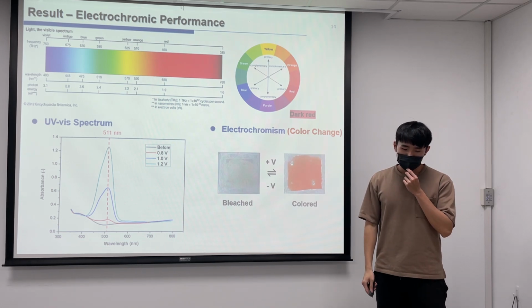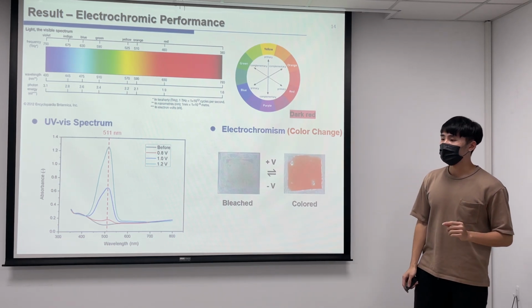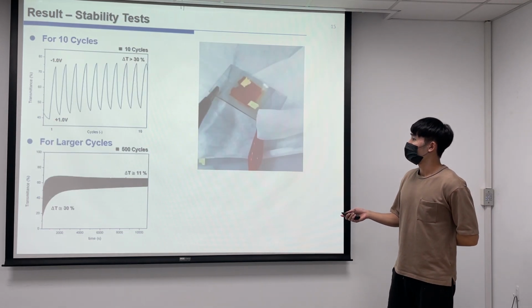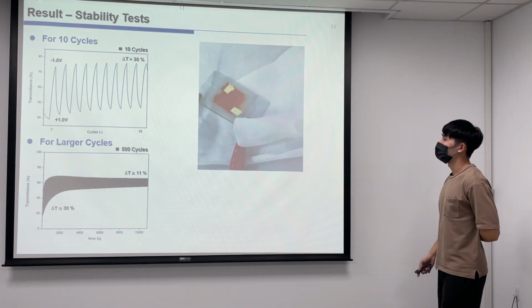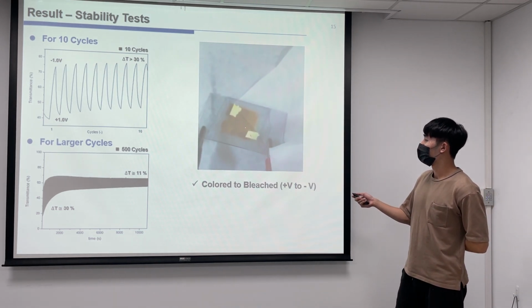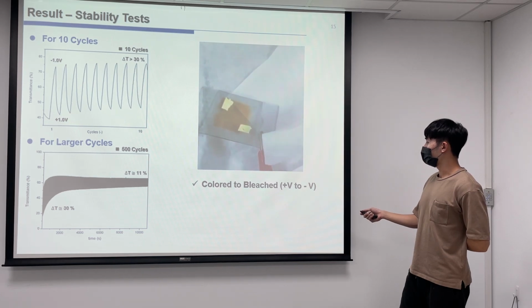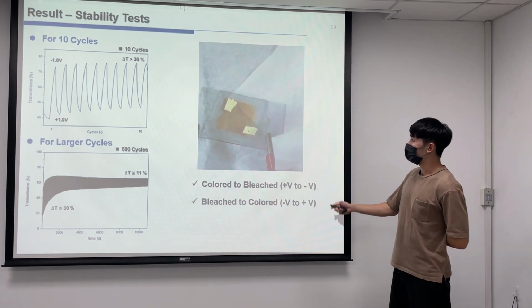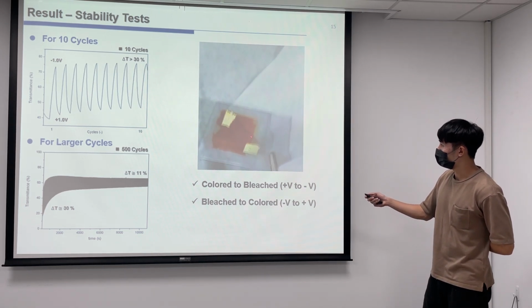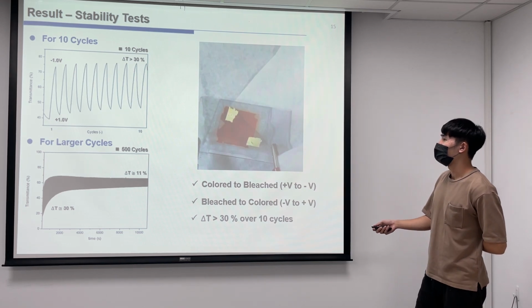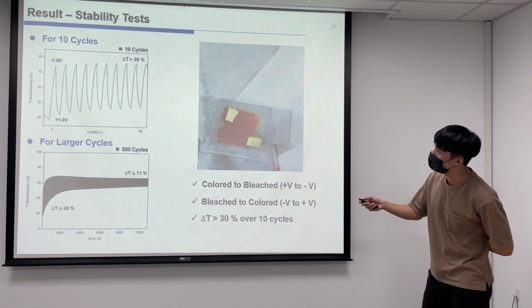Alright, I will show you another persuasive proof. It's a video. We show you a video about how it really changes color. As time goes by, you can see the color changing from dark to bleached. Okay, it's because the voltage goes from positive to negative. As time goes by again, we can see the color change from bleached to colored again. And after the cycles, the extent of the color change can be shown in this plot.